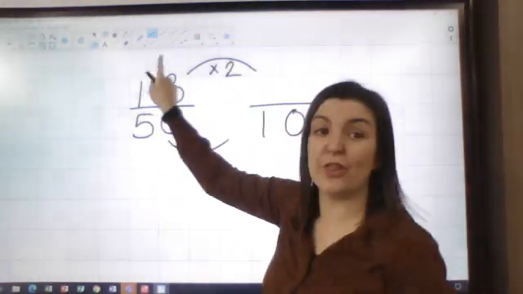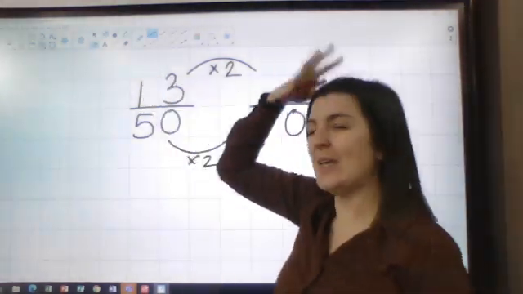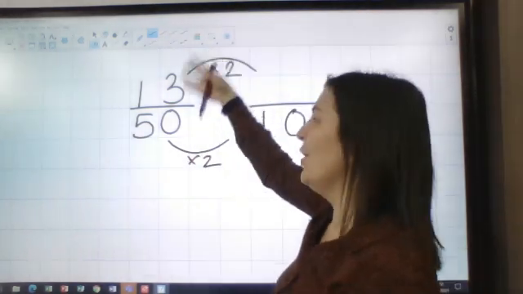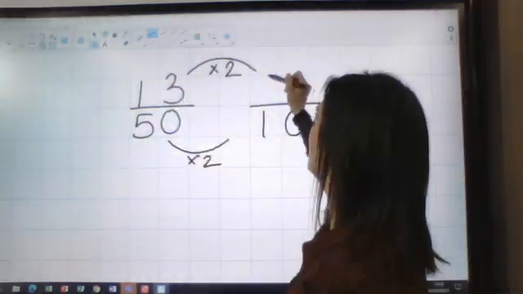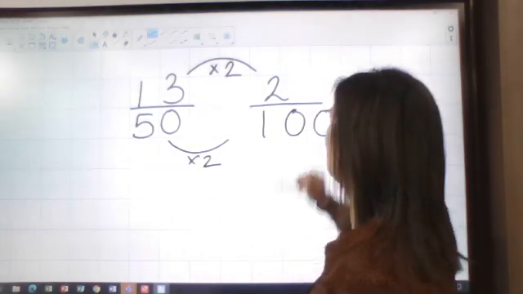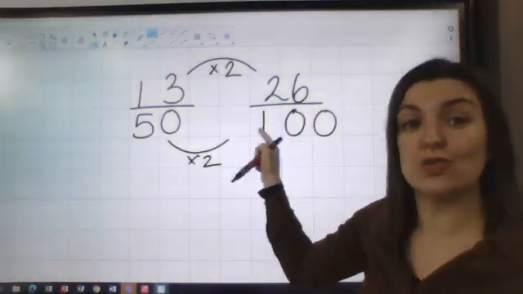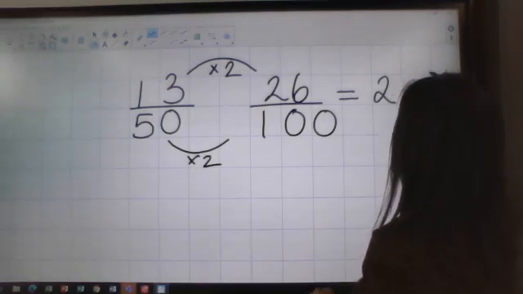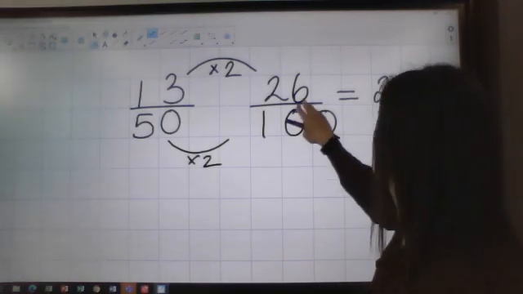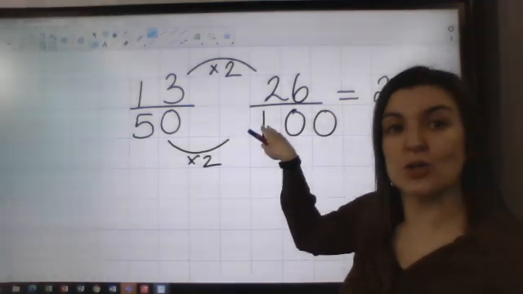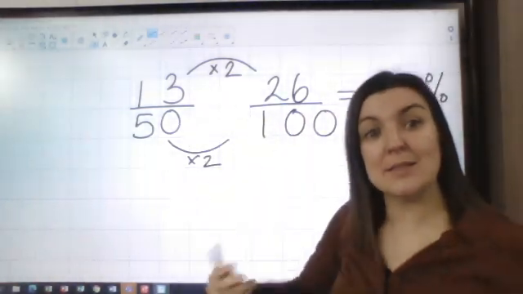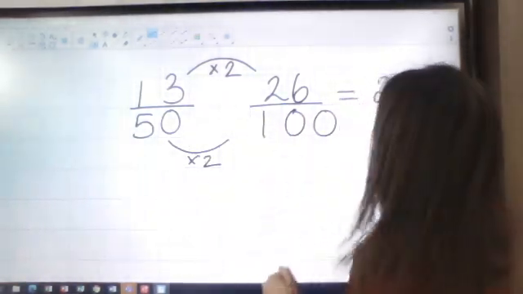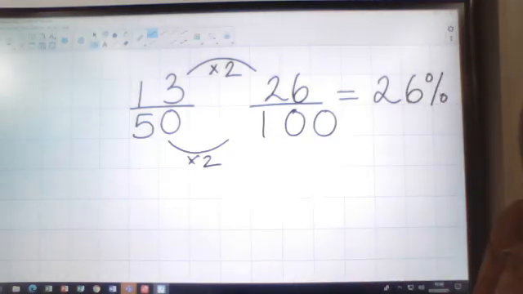So I'm multiplying 13 times 2. 10 times 2 is 20, 3 times 2 is 6, so that would be 26. Once I've got it over 100, I can put 26%, because it now says 26 out of 100, and percent means out of 100. So then I can write 26%.